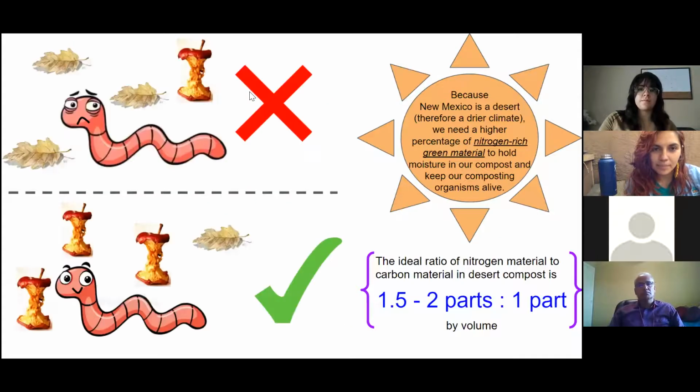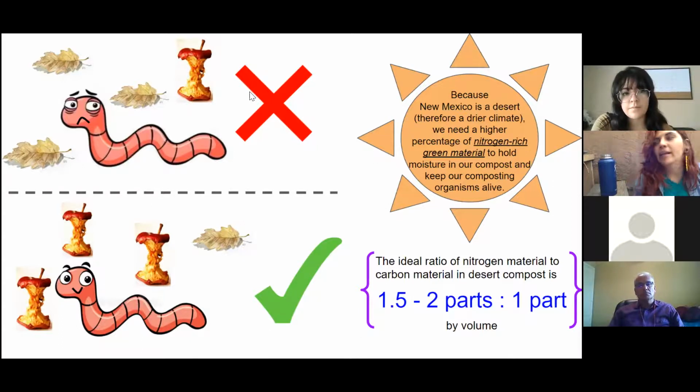Next slide, please. So we live in a desert, and being that it is a desert, it's very hot and dry here. So we need more nitrogen, green material than what maybe another more humid climate would need. If you had a measuring cup full of different brown or green materials, you would want 1.5 to 2 cups of green material to 1 cup of brown material. And that's just going to keep the compost viable and alive and living and breathing and keep it from drying out.